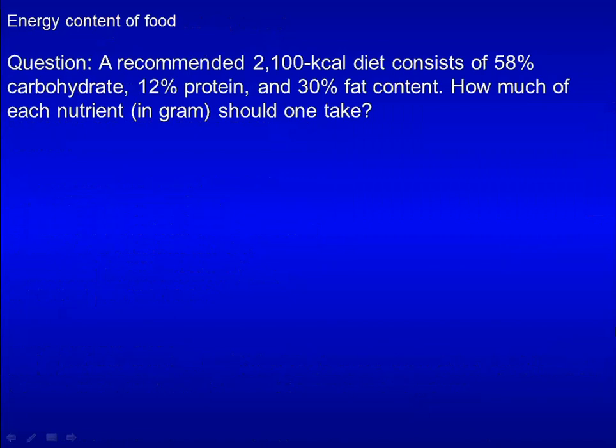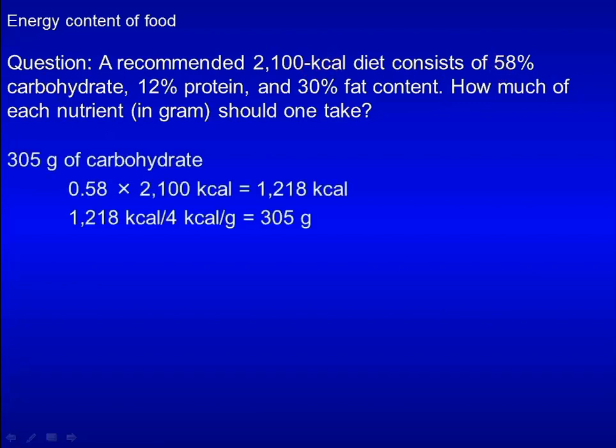For example, a recommended 2,100 kilocalorie diet consists of 58% carbohydrate, 12% protein, and 30% of fat content. How much of each nutrient should one take? To get the amount of carbohydrate, for example, first we need to calculate the energy from carbohydrate. It equals the total calories from the diet times 58%. That's 1,218 calories. This number divided by energy content of carbohydrate, which is 4, gives us 305 grams for carbohydrate. Using the same method, we can obtain the amounts for protein and fat.